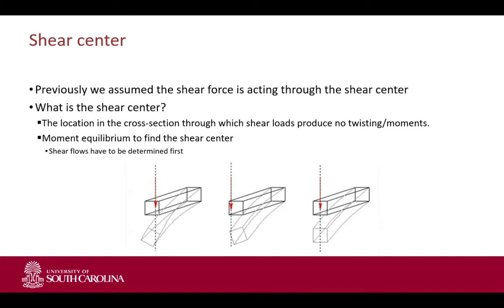If you have one axis of symmetry, you can guess that the shear center will lie on that axis, but you still have to figure out the x or y component depending on where you have the symmetry. So if you want to find the location of the shear center, what we do is a moment equivalence study. We say the moments created by the shear force around the point O must be equal to the moments created by the shear flows around that same point.